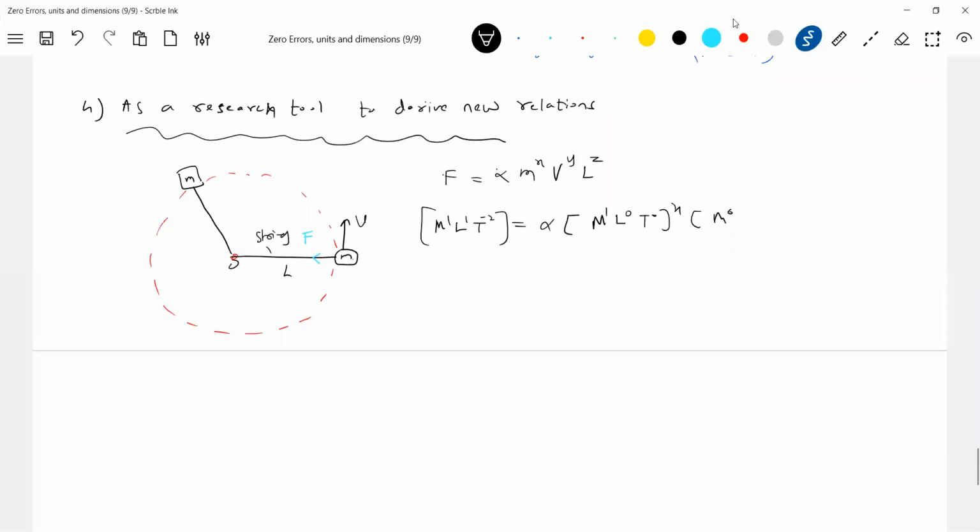There's a velocity: M0, L1, T minus 1, to the power y. What about the length? M0, L1, T0, to the power z. Okay, let's go. So M to the power x is there. For L, it will be y plus z. And for T, what is it? Minus y.